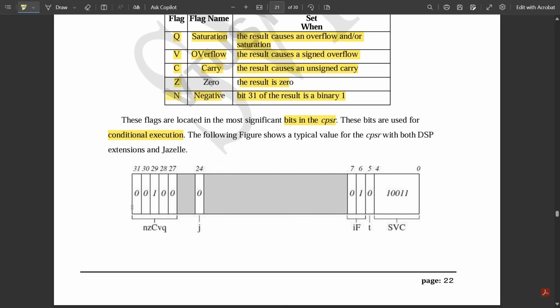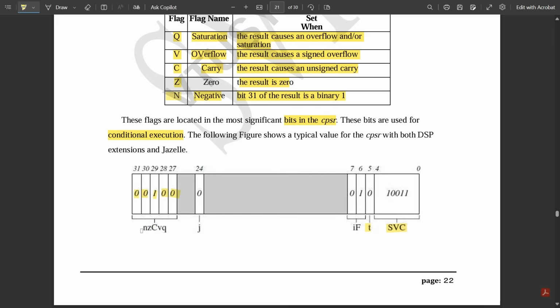Okay, so you see here, DSP extensions means all the conditional flags are there, and one Jazelle bit is there. Along with that, we have the field bits, that is the interrupt request, fast interrupt request, and one Thumb state, and this is the SVC, that is the supervisor mode which you have used here. Okay, here you see the conditional flags NZCVQ. It has the specific values, that is 0, 0, 1, 0, and 0.